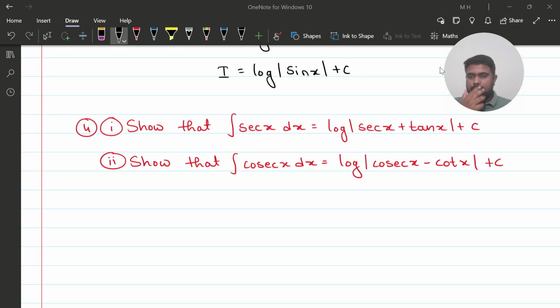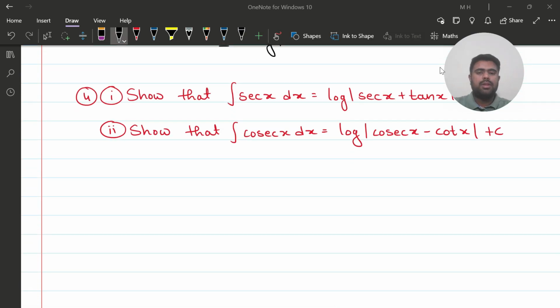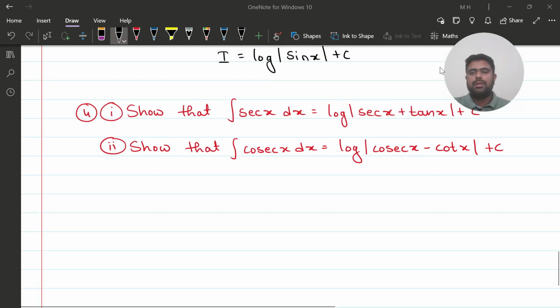So let us now start with the fourth question. Show that the integral of sec x dx is log mod sec x plus tan x plus c. And similar is the case with the integral of cosec x. I will take up one of these and then go ahead.